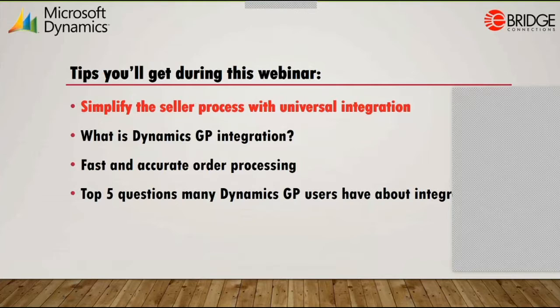That's helpful. So here are the things that I'll be going through on this webinar. It's how to simplify the seller process with universal integration. The key here is universal integration. I'll touch on that a little bit. Then what is GP integration? Fast and accurate order processing, and then the meat of this will be the top 5 questions that GP users ask about integration. They're ones that we get all the time, and I'll walk you through what those are, and then of course I suspect there will be some others as well.